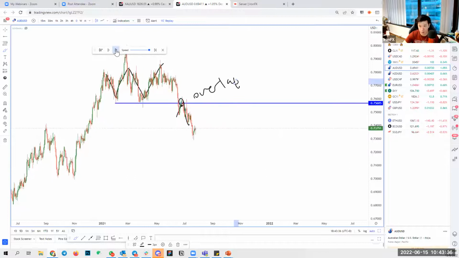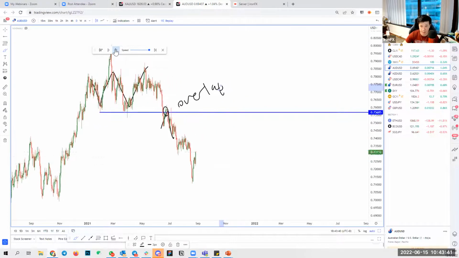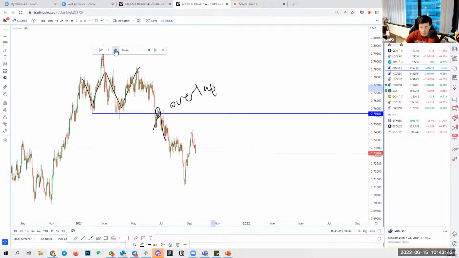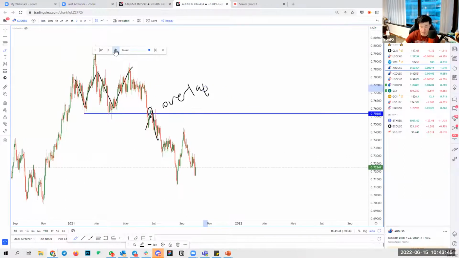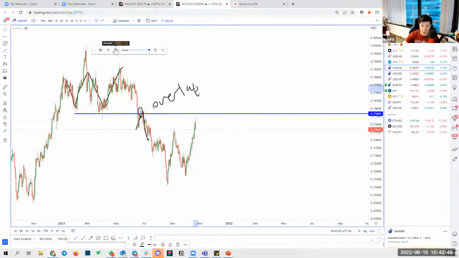I mean, we go on and we go on and we go on. So I have no idea when it comes back to retest it again. I think it might be retesting it soon. Whoa, it's a long time. I need to click on it so much. Okay, it's coming back up to retest it.